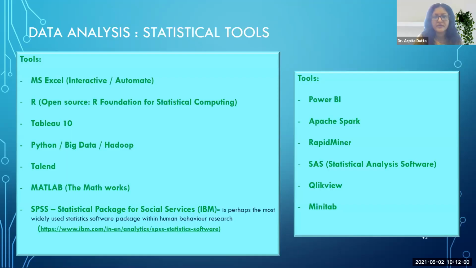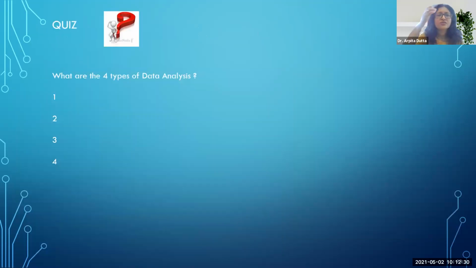Right, okay. Yes. RapidMiner, QlikView, Minitab. These are the additional ones. Talend, MATLAB. MATLAB is very old. I think in the times when we were reading about Fortran, MATLAB was there somewhere in the 1990s. So it's very old. It's very, very easy. All right. So what are the 4 types of data analysis?